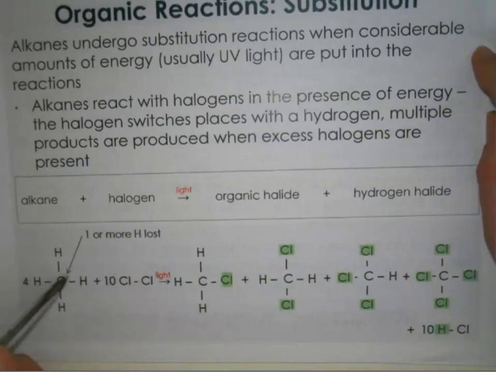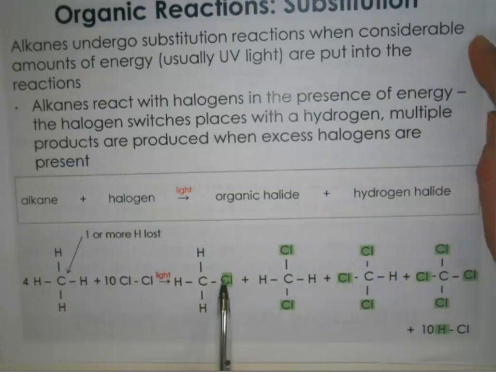There's lots of different possibilities, right? So in this case, we have 10 chlorine molecules to react with these 4 methane molecules, and lots of different reactions could happen. You could have one chlorine swap place with one hydrogen. You could have 2 chlorines swap with 2 hydrogens, 3 or 4, right? And then you're going to end up with 10 hydrogen chloride molecules. So if you do the math here, 1, 2, 3, 4, 5, 6, 7, 8, 9, 10. 10 chlorines, so that's half of these 20 chlorines, and the other 10 chlorines are bonded up with the hydrogens that it substituted out.